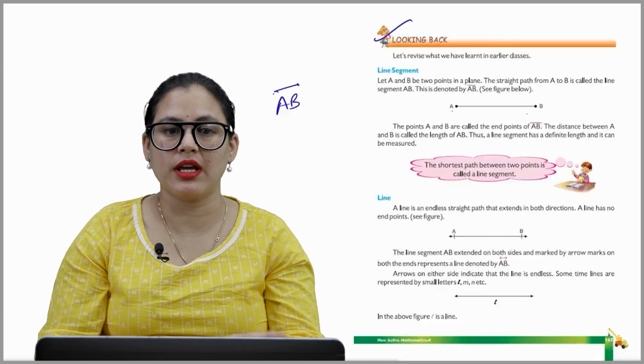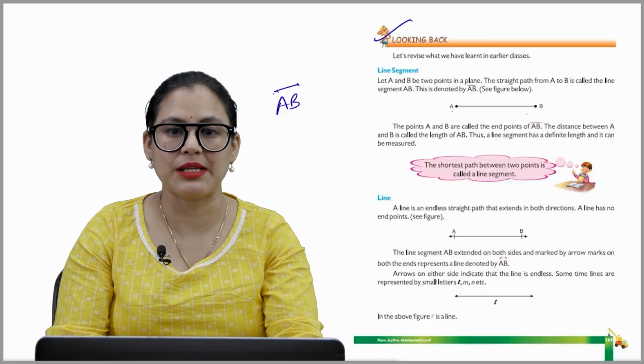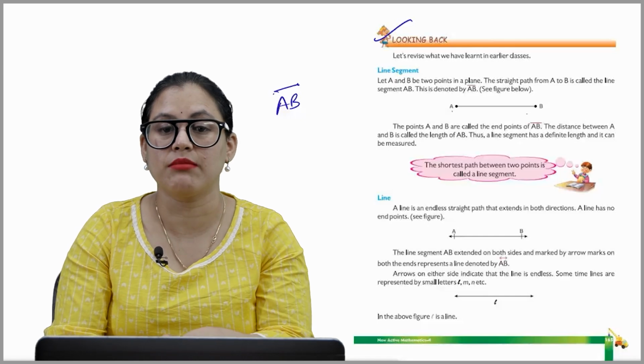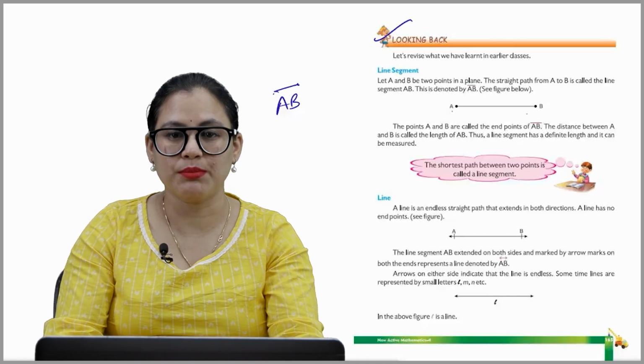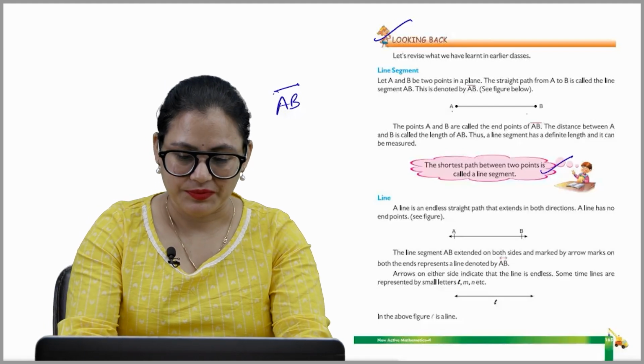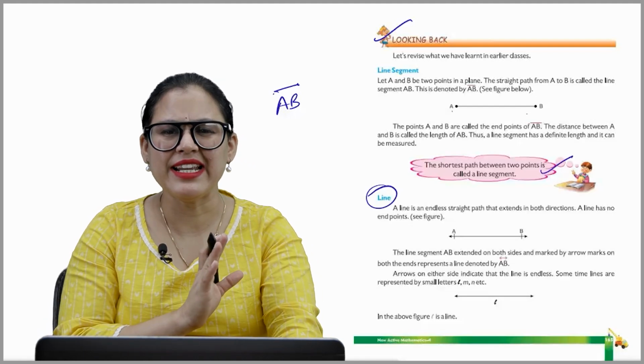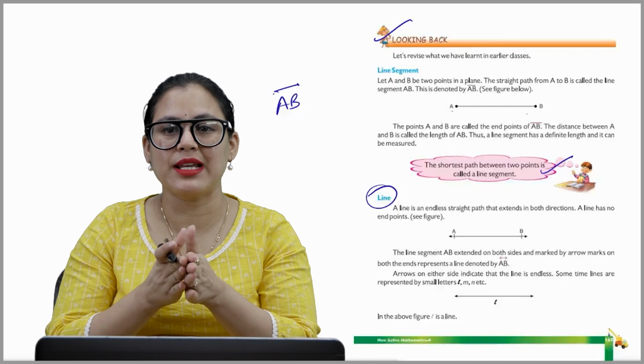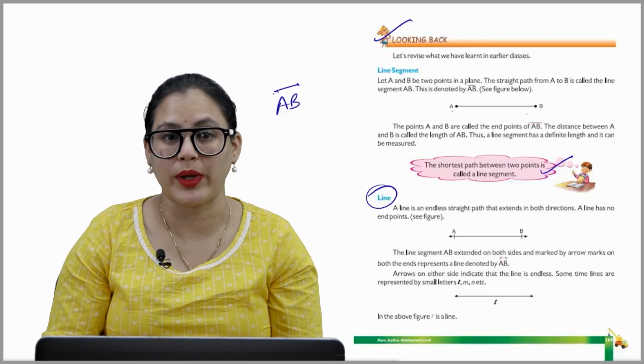The distance between A and B is called the length of AB. Thus, a line segment has a definite length and it can be measured. The shortest path between 2 points is called a line segment. Line. A line is an endless straight path that extends in both directions. A line has no endpoints.